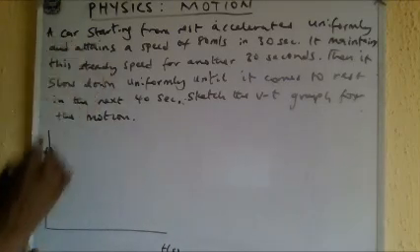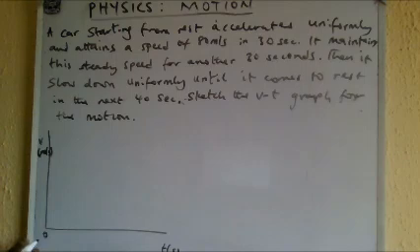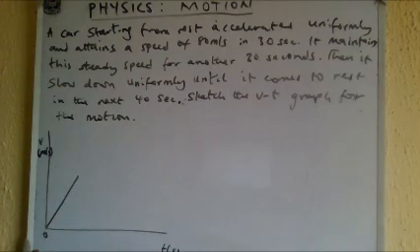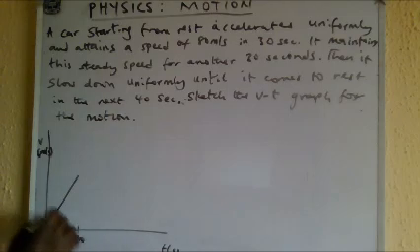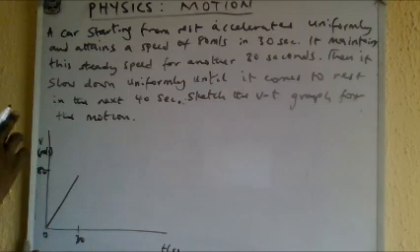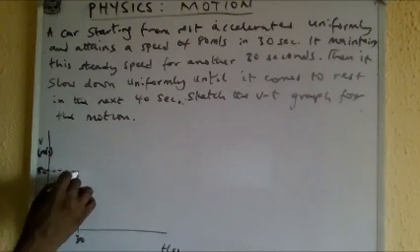Now, I say a car starts from rest. Rest is 0. And accelerates uniformly. So that means there's a slope like this going up. Understand? Until it attains a speed of 80 meters per second in 30 seconds. So at 30 seconds here, it attained a speed. The speed is 80 meters per second here. So this is what it attained.